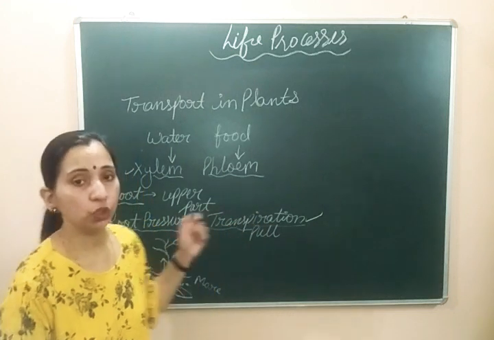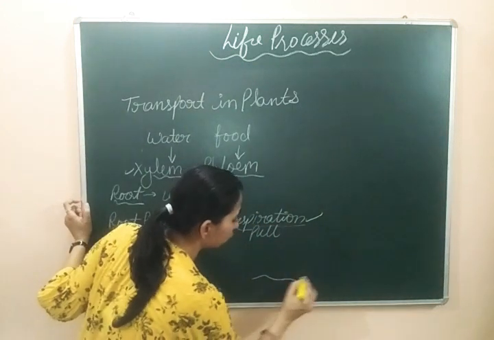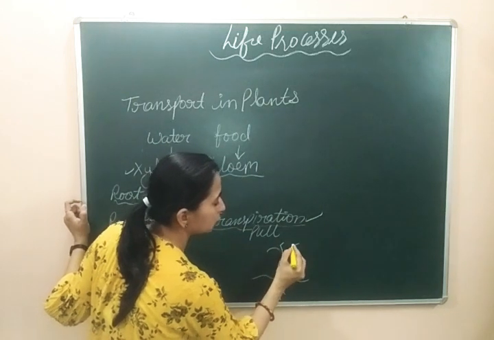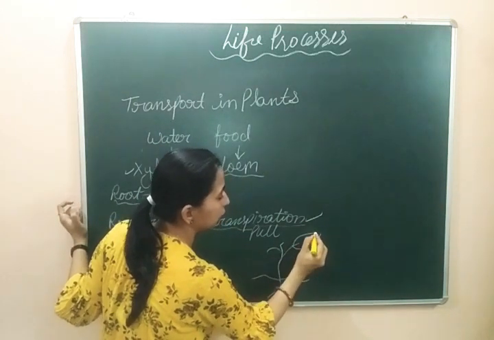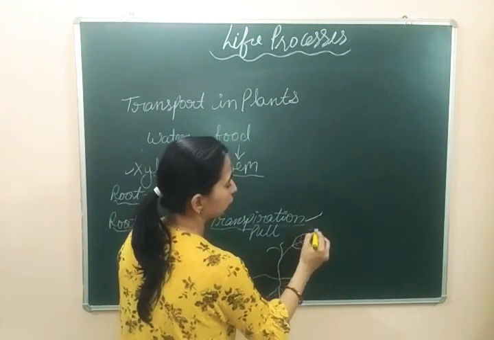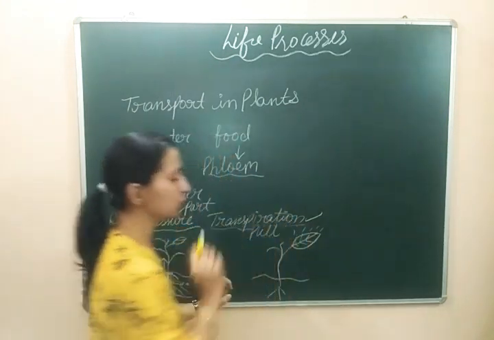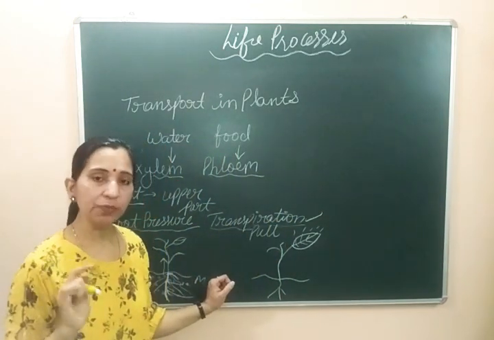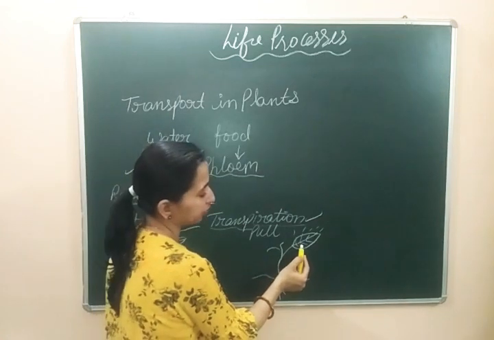In that case, the plant part will absorb water. So this is the plant, and in this plant, this is the leaf. This leaf will release water in the form of water vapors through the process of transpiration. When transpiration happens, water is released from here.